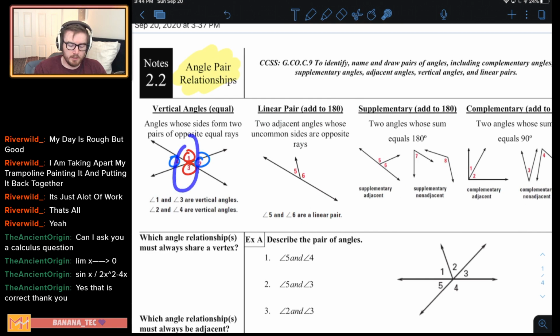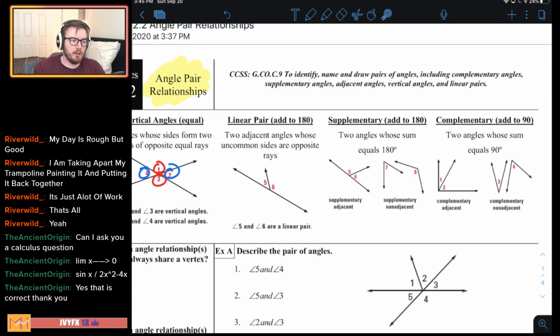And vertical angles are equal. I think I forgot to say that. I said what vertical angles are, but I forgot to say that vertical angles are equal, which is pretty obvious visually speaking, right? 1 and 3 look just about the same size. 4 and 2 look just about the same size.